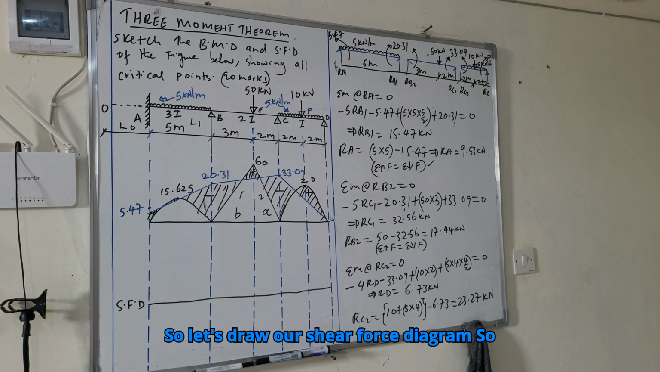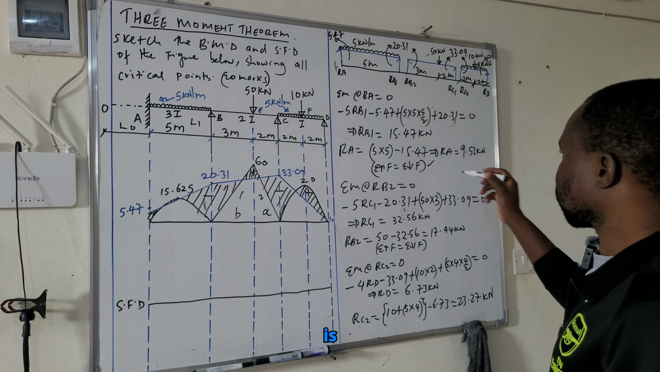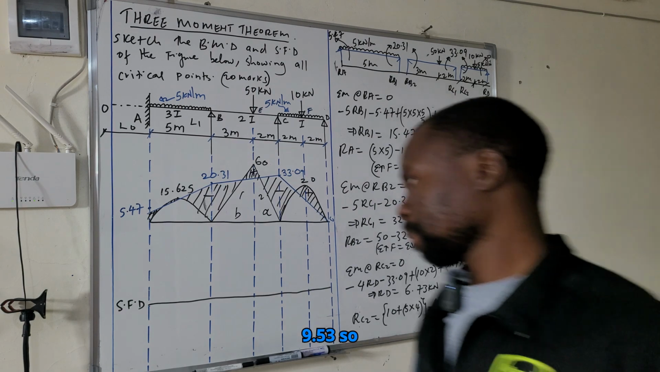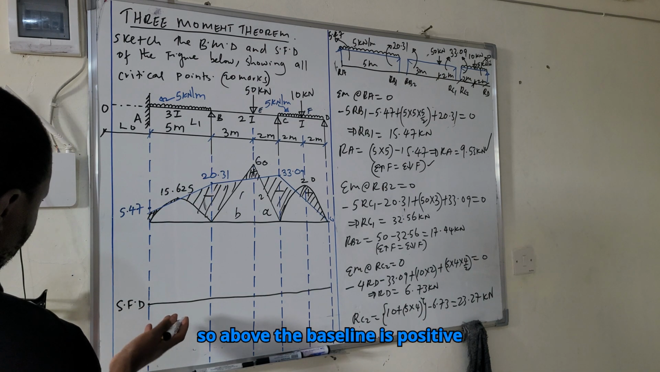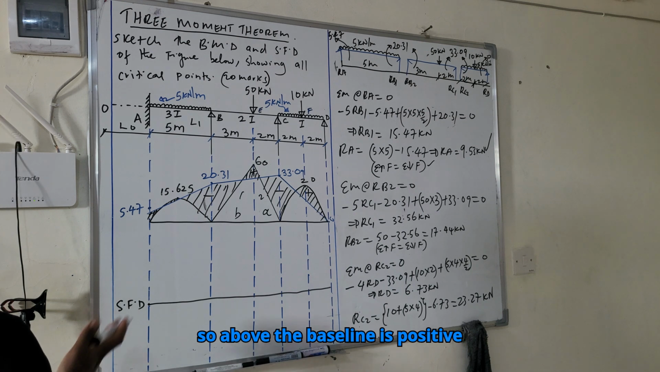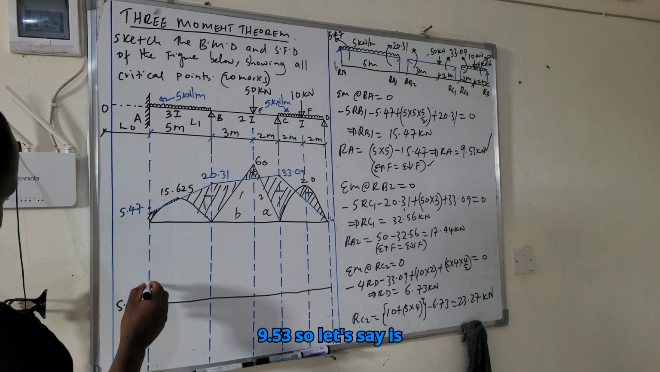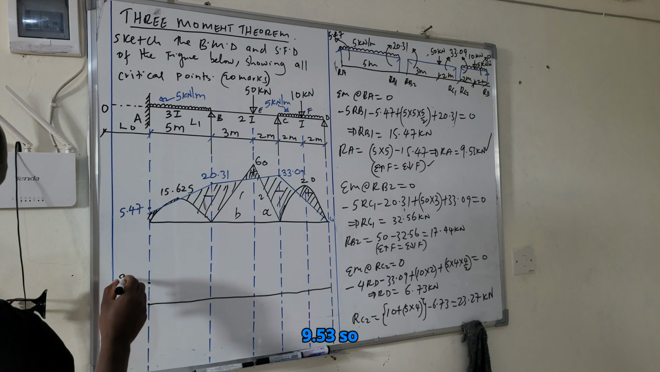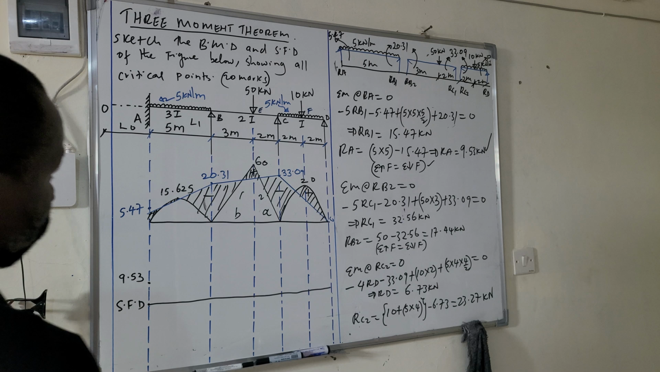So let's draw our shear force diagram. We'll begin with RA, which is 9.53. So I will approximate from this point. Above the baseline is positive, below is negative. So I will approximate 9.53, somewhere there.